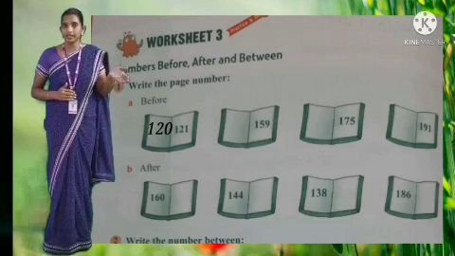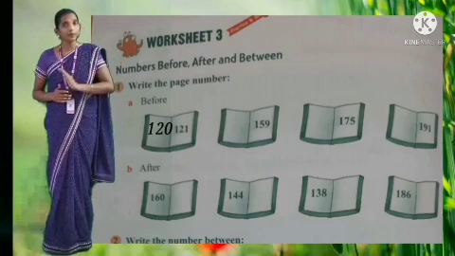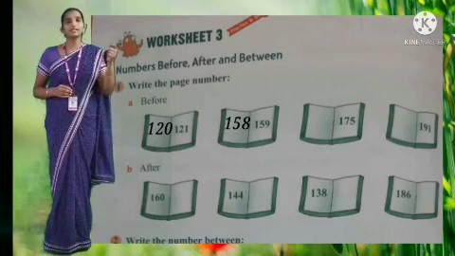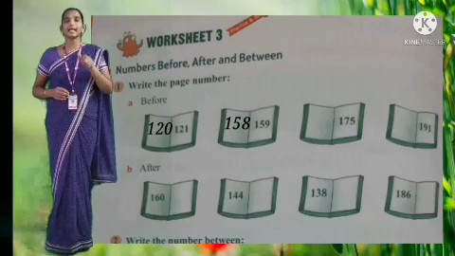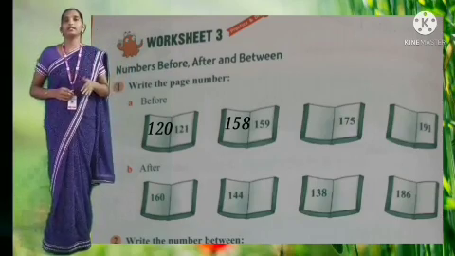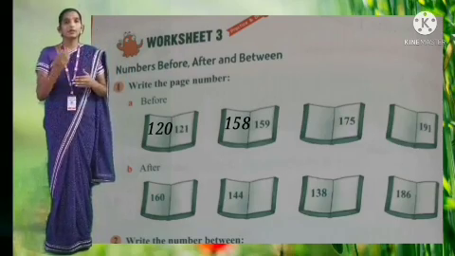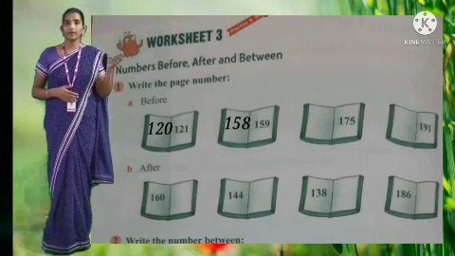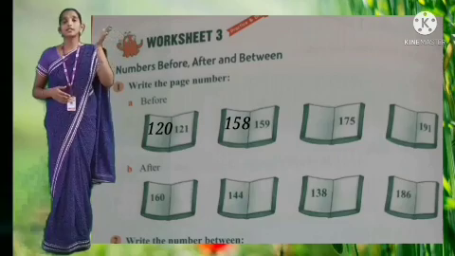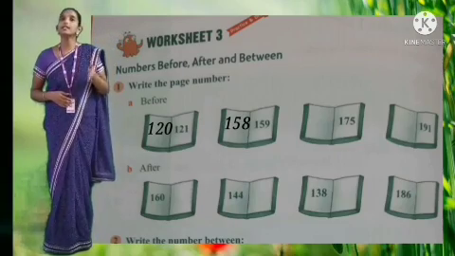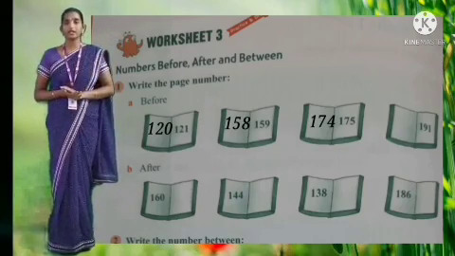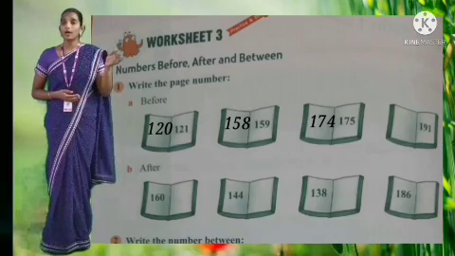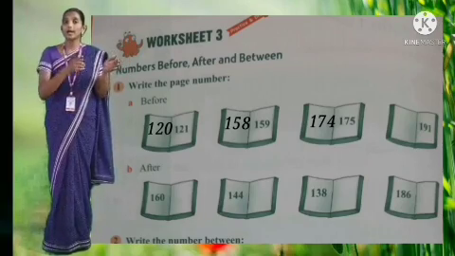Now look at the next image. 159. So what is the number before 159? It is 158. Yes, in the ones place instead of 9 we are going to replace it with 8. One number previous. 158. Look at the next image. What is the number given? It is 175. So what is the number before it? 174. Very good. Now the last one. What is the number given? It is 191.